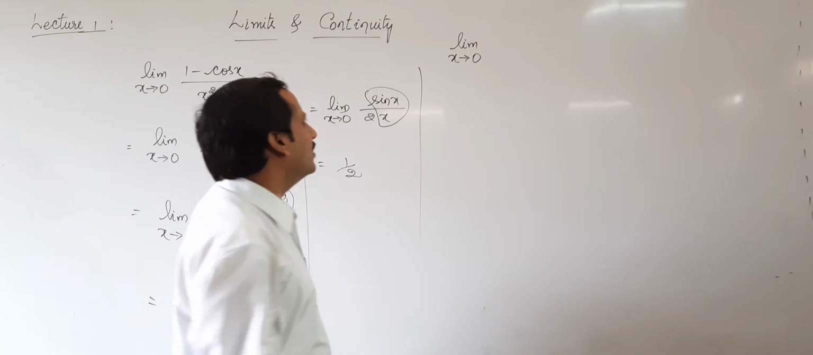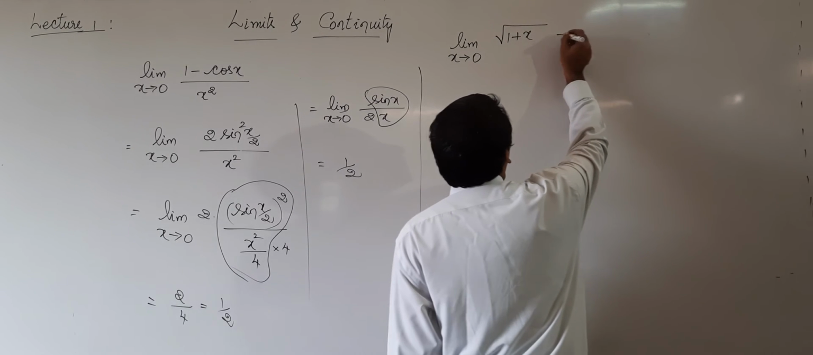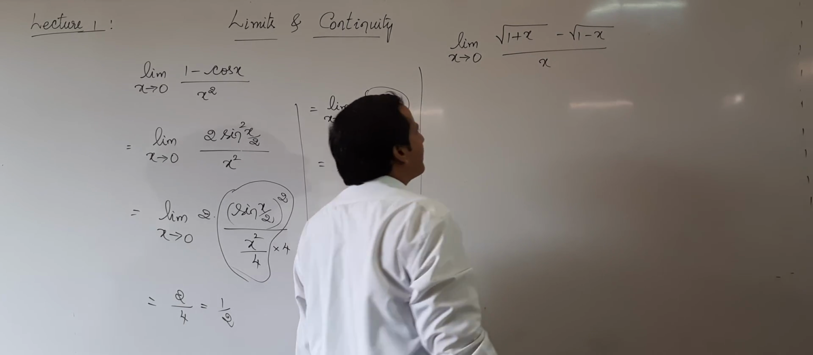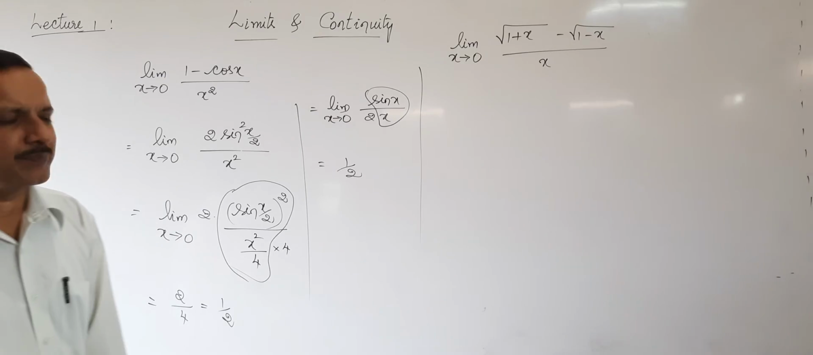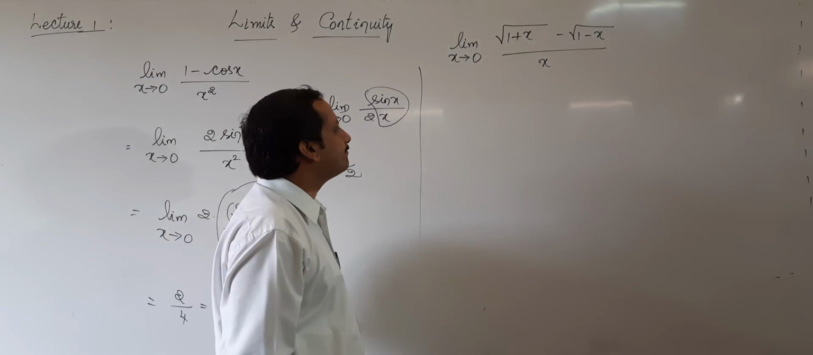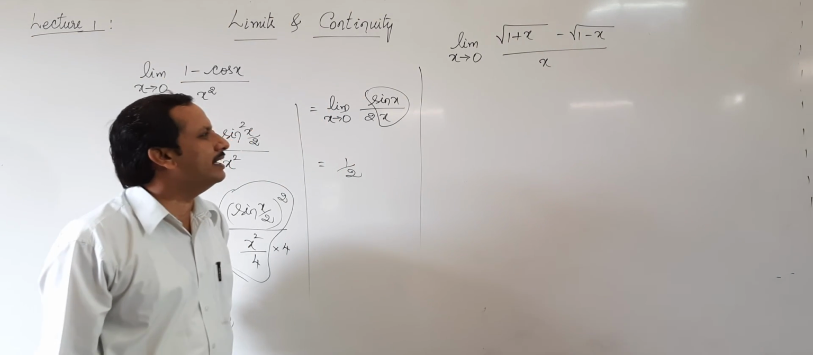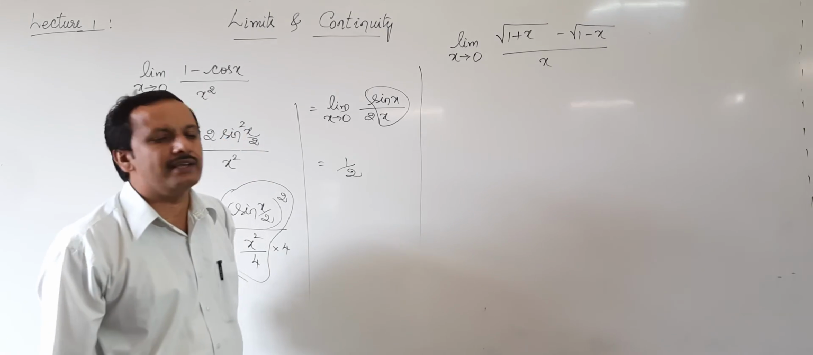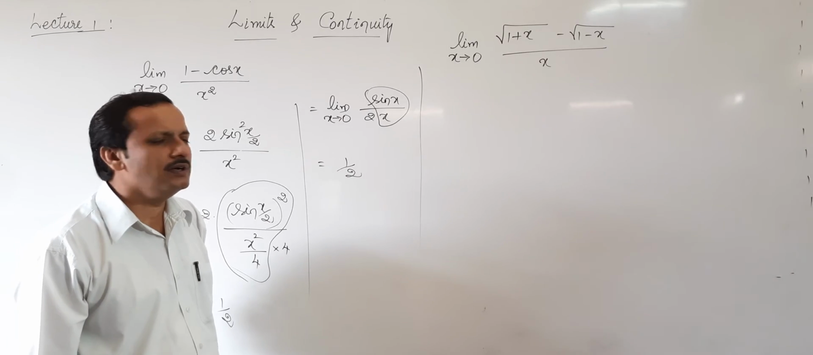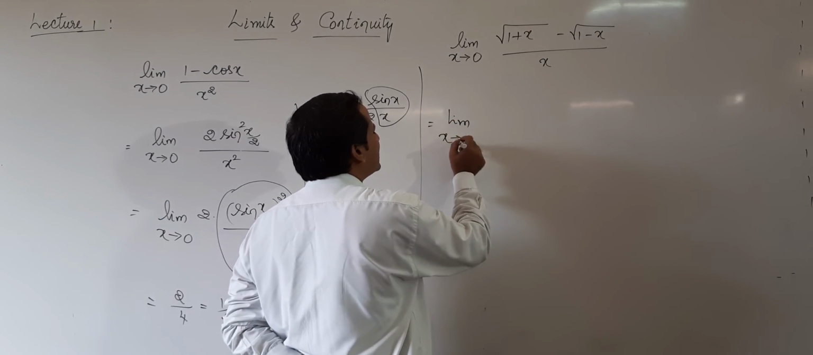Limit x tends to 0, root of 1 plus x minus root of 1 minus x divided by x. Now, if we directly apply the limit, what do we get? Numerator will be root 1 minus root 1, that is 1 minus 1, 0. Denominator also 0. So, if we go by the actual method, we will rationalize that numerator.